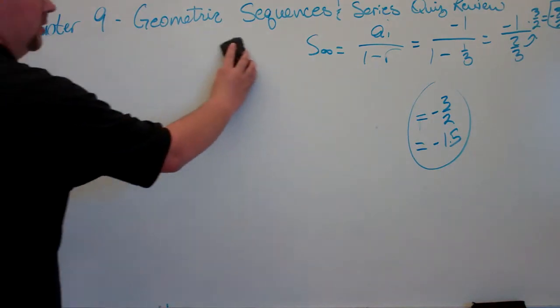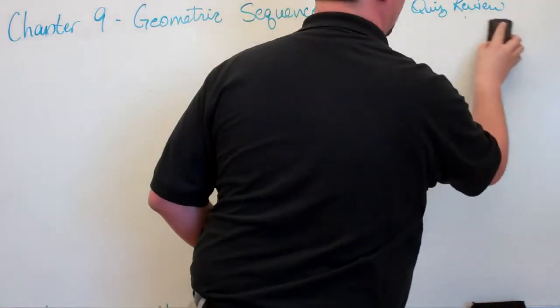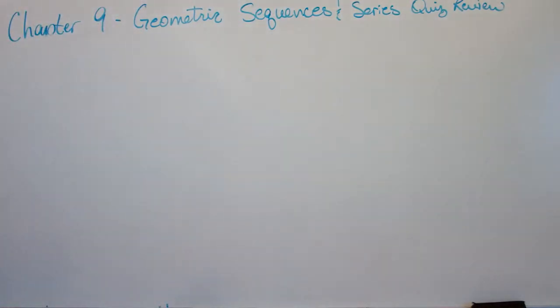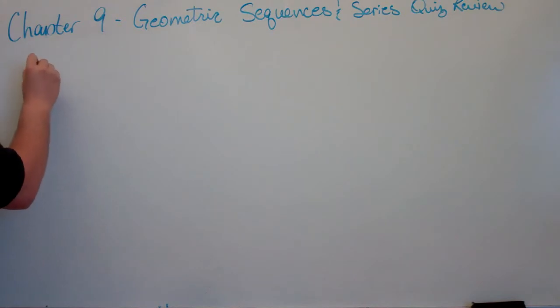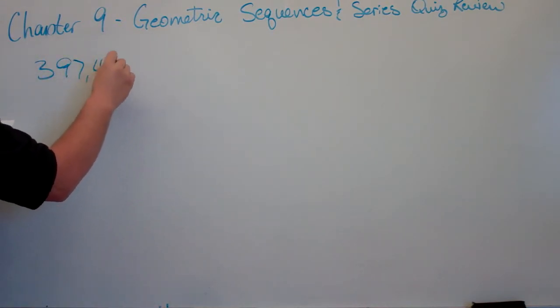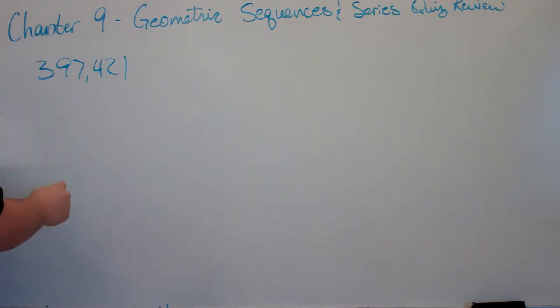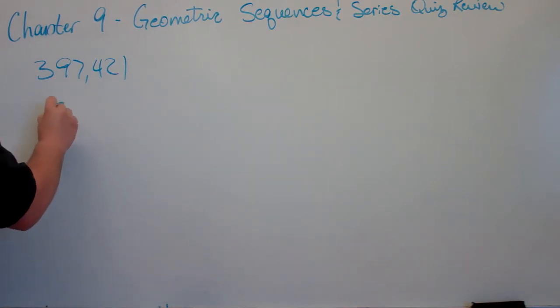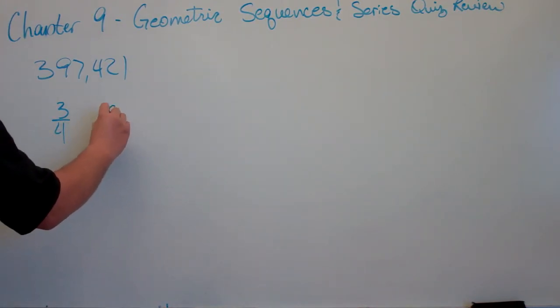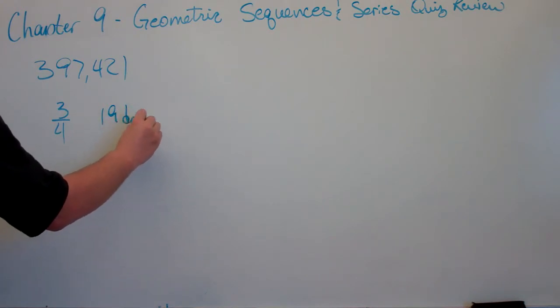Number 8. You're the winner of the Not So Lucky Lottery. Well, you will receive 3,904.21 pennies on the first day. Then after that, you will receive exactly 3/4 the amount of the previous day's pennies. How many pennies will you have after 19 days?